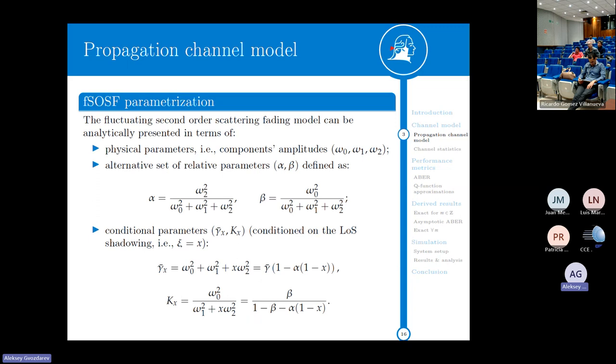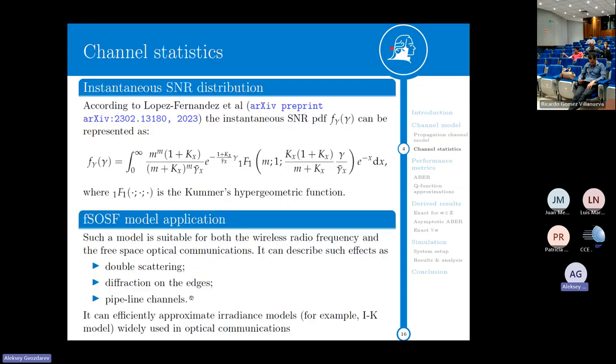Such a model can be mathematically described in terms of either physical parameters, those are the component amplitudes, or an alternative set of parameters: the double Rayleigh component factor, which has the meaning of the double Rayleigh component power relative to the total power, and the line of sight component factor beta, which defines the power of the line of sight component relative to the total power, or conditional parameters conditioned on the line of sight shadowing.